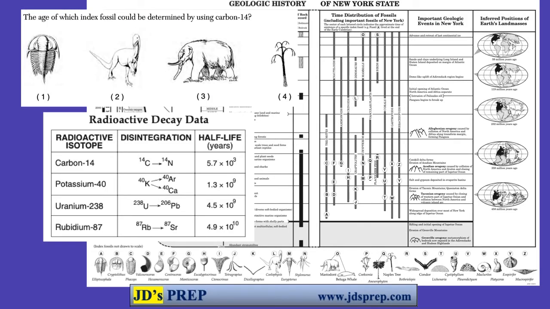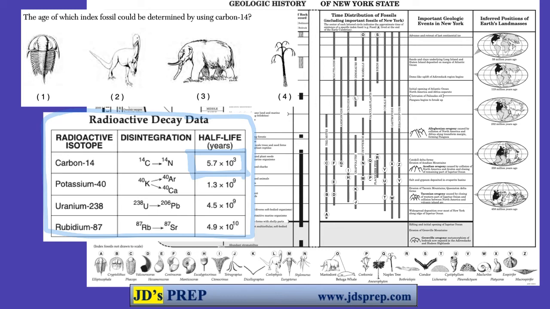And lastly, the age of which index fossil could be determined using carbon-14. So if you look back at this radioactive decay data, just note that the half-life of carbon is less than the other radioactive isotopes in this table. What that means is that it's just not as useful as a super long-term dating isotope.